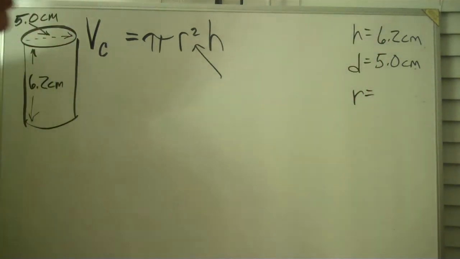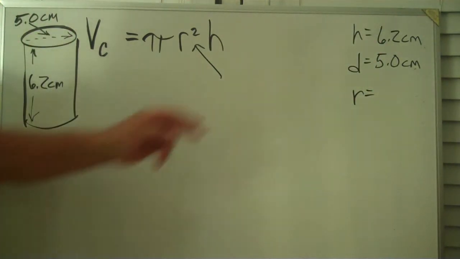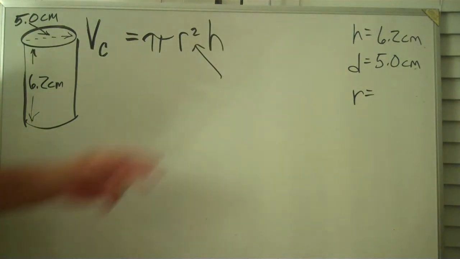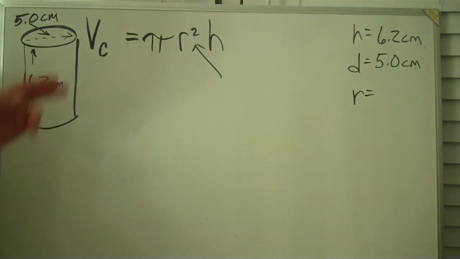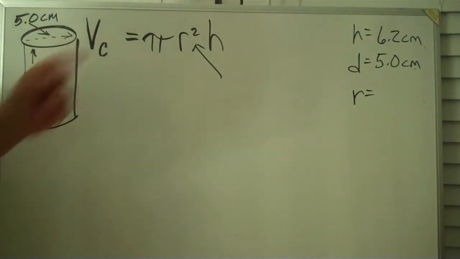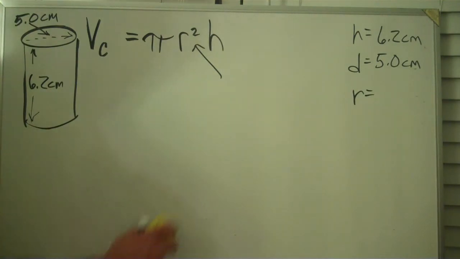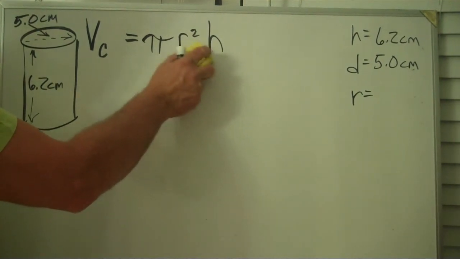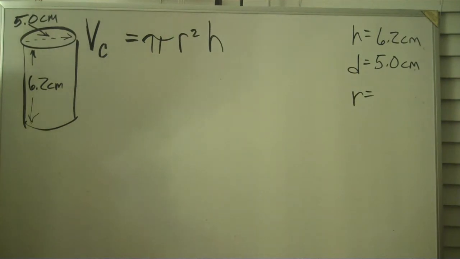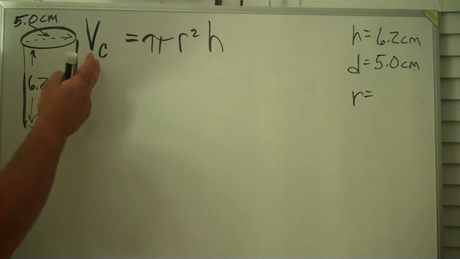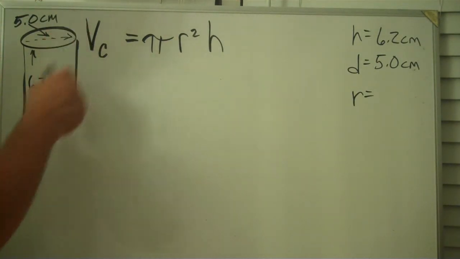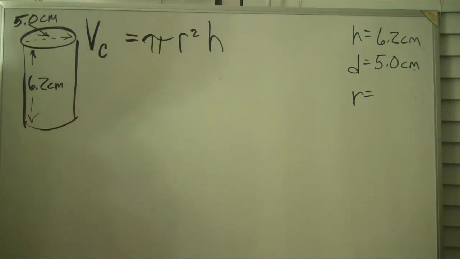So we've written those measures over to the side. The height equals 6.2 centimeters and the diameter equals 5.0 centimeters. Now we don't have the radius, and as we look at the volume formula for a cylinder, we have V equals pi r squared h, where the V stands for the volume of a cylinder.